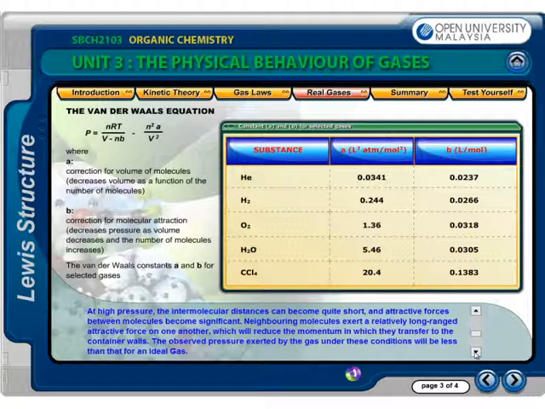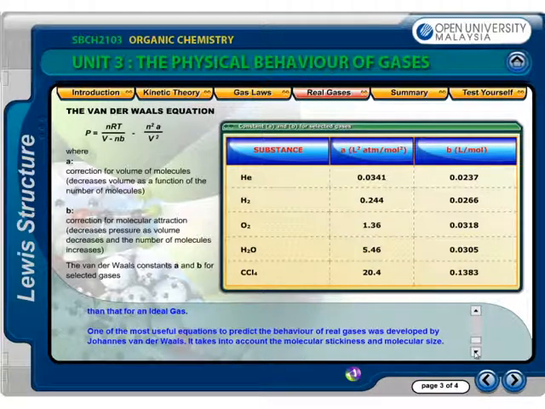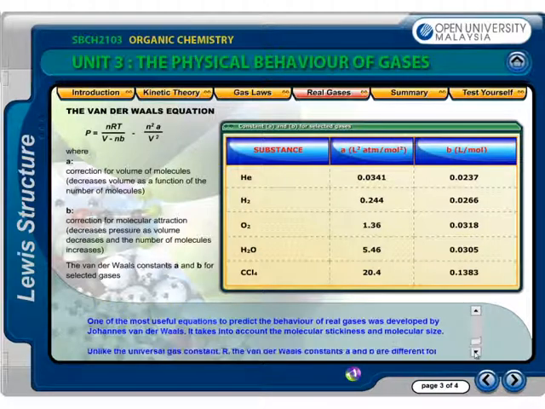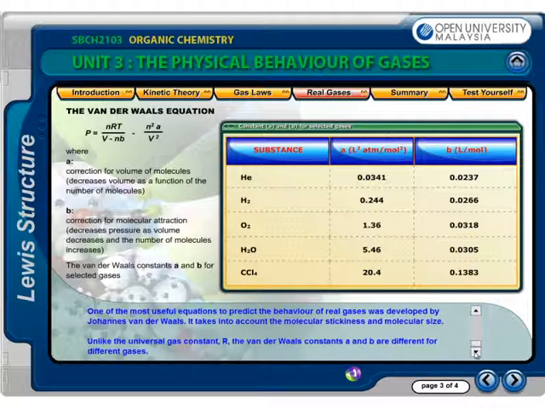One of the most useful equations to predict the behavior of real gases was developed by Johannes van der Waals. It takes into account the molecular stickiness and molecular size. Unlike the universal gas constant R, the van der Waals constants a and b are different for different gases.